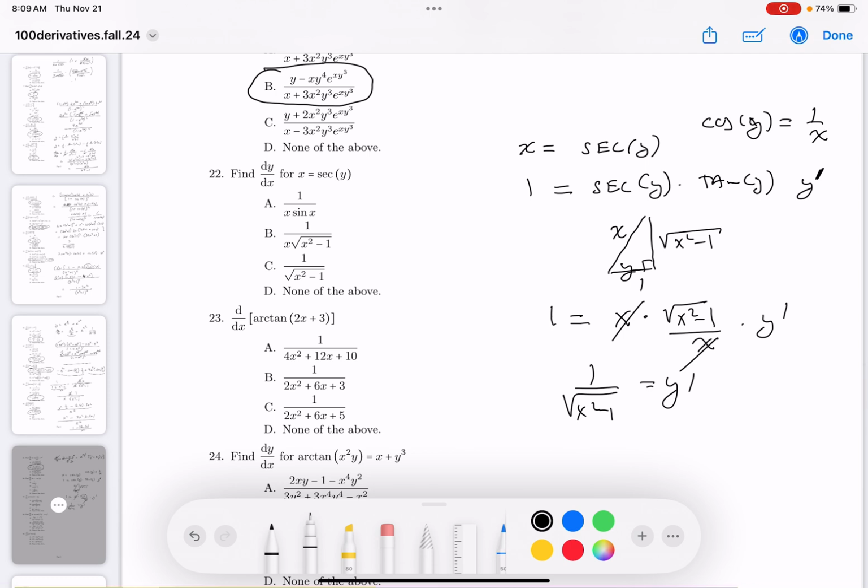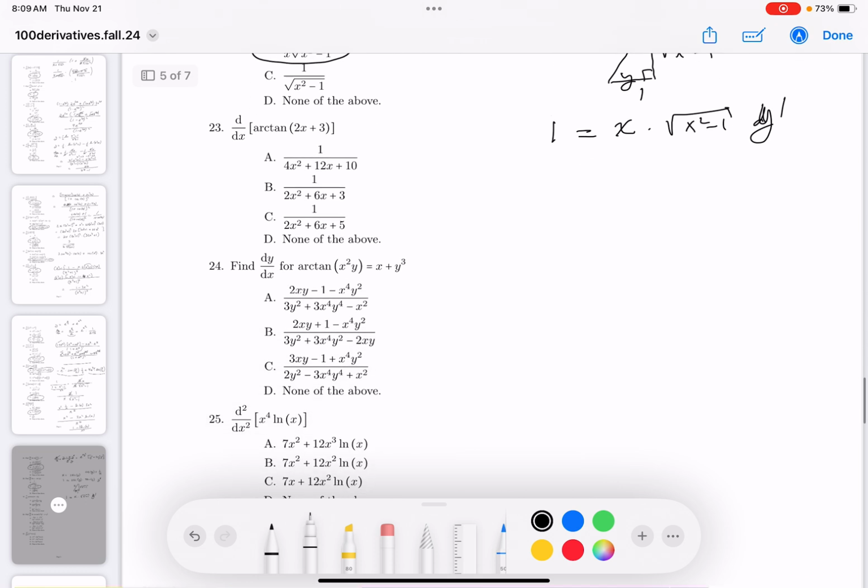The tangent, oh, you know what, I made a mistake. I just see it right now. I'll erase this now. So let's write this down. 1, secant of y is x, that's a given. The tangent of y, that's where I made my mistake, is the root of x squared minus 1 times y prime. Do I see that answer being listed? Let me be careful again. Yes, it's letter B.